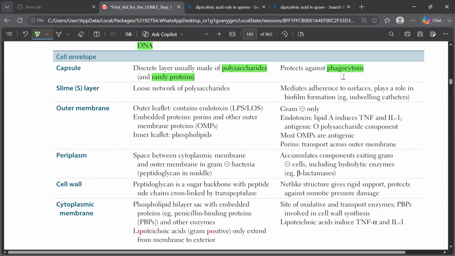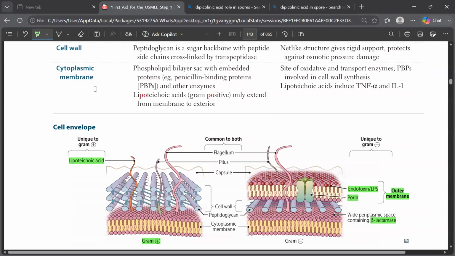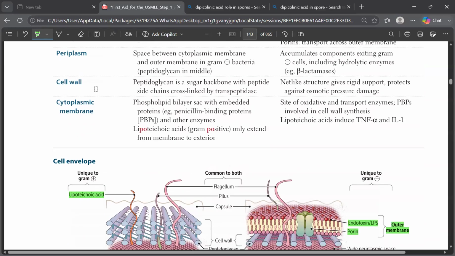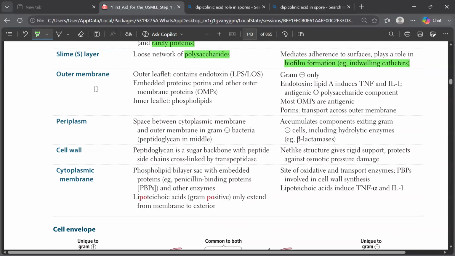It is also important for adherence, for identification, for determinants of virulence, and for determinants of which vaccines are to act, based on whether the bacteria is capsulated or encapsulated. Then we have a slime layer, which is a loose network of polysaccharides. Again, it mediates adherence to surfaces and plays a role in biofilm formation, in colonizing catheters, and prosthetic valve attachment. All this is mediated by the slime layer. They have not mentioned it here. The slime layer is actually produced by some bacteria and not produced by others.